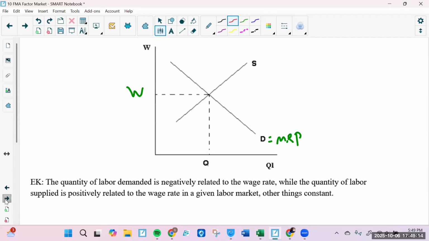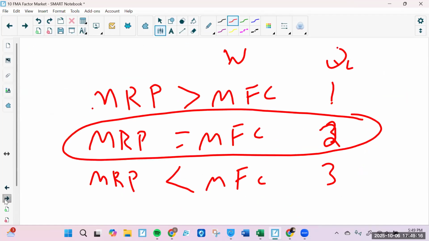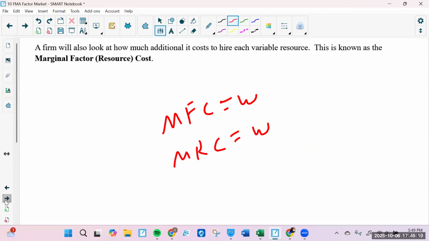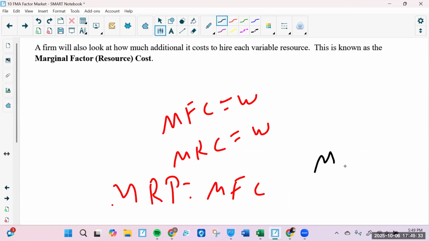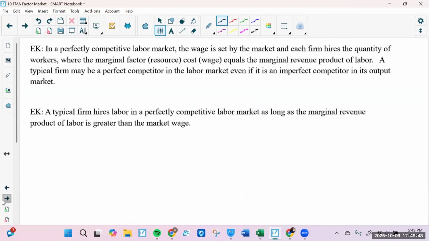All right. So all firms hire where MRP is equal to MFC. And if you're saying this sounds really familiar, Pat McKee, you're right. Because back when we did the product market, we found out that all firms produce where the marginal revenue is equal to the marginal cost. And I went through the whole explanation of why. They're the exact same concept, but just MR equals MC is in the product market, and MRP equals MFC is in the factor market.